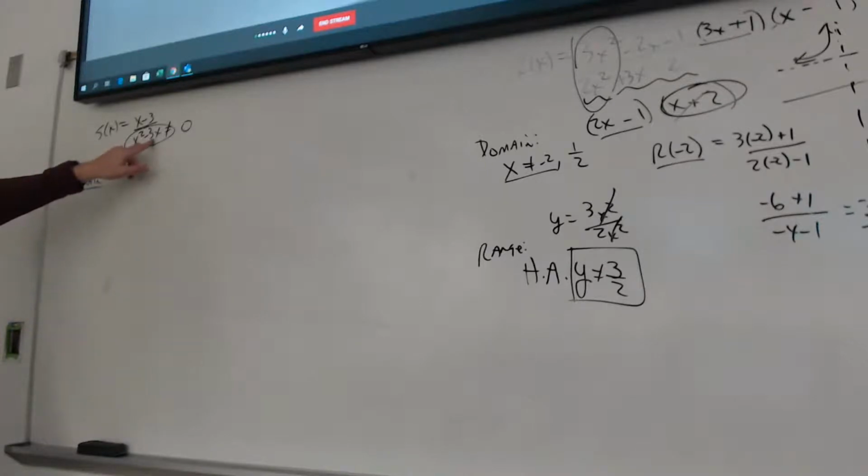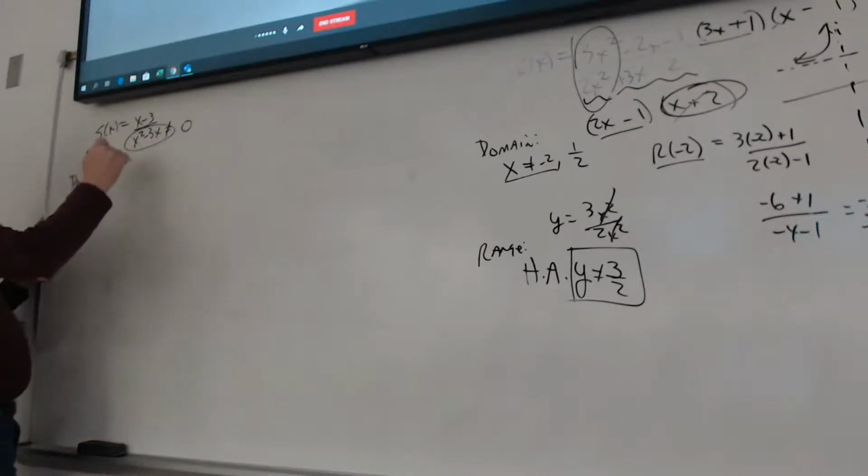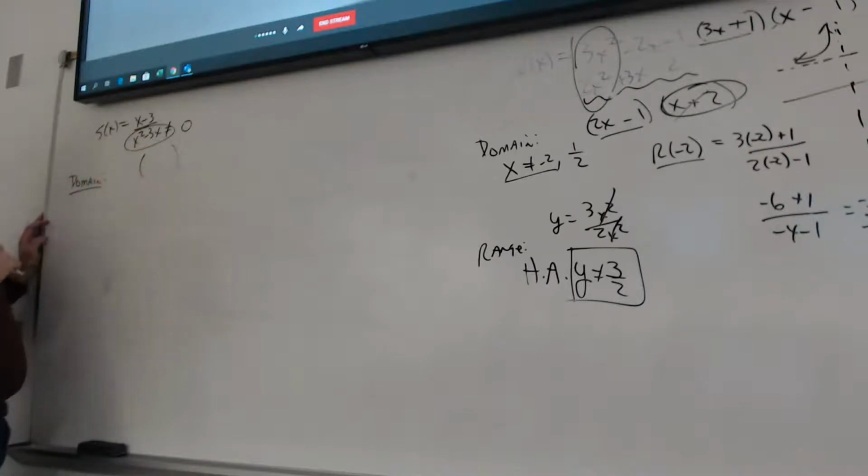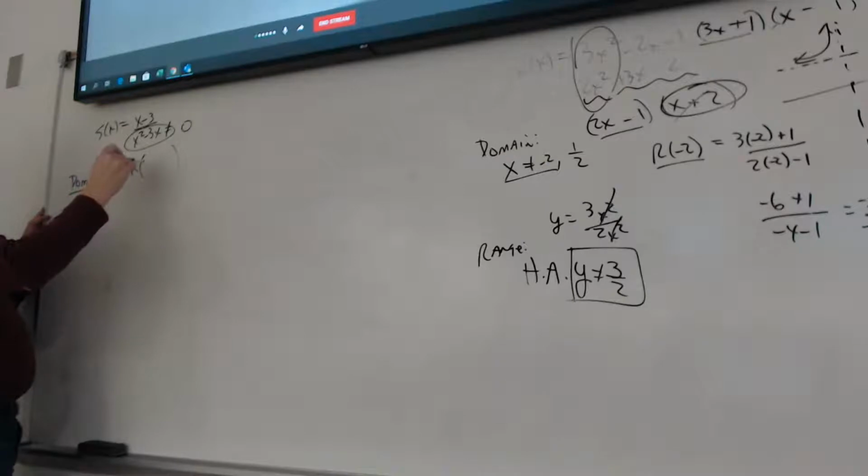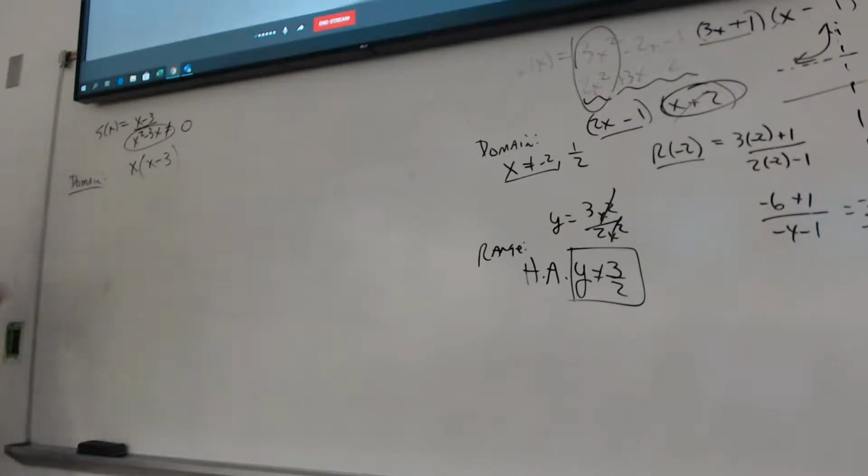You would factor that, and that would factor into x times x minus 3, right? Okay, so your domain is what? x cannot equal 3 or 0, right? x cannot equal 0. Okay, does that make sense?